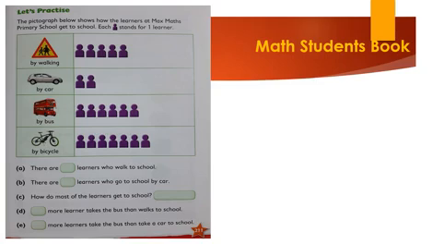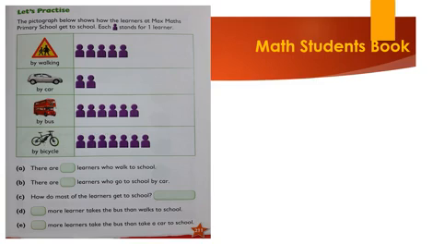Now, we have here by walking, how many? Okay, we have 5. By car, we have 2. By bus, we have 6. How about by bicycle? Will you count? Okay, very good. We have 7. Okay, so let's answer the questions.